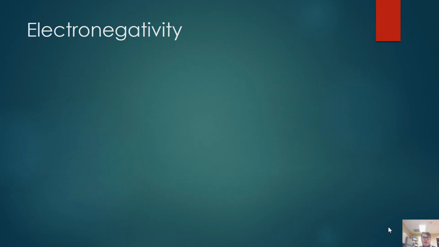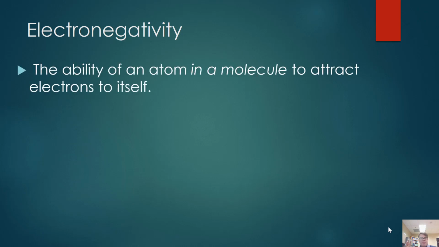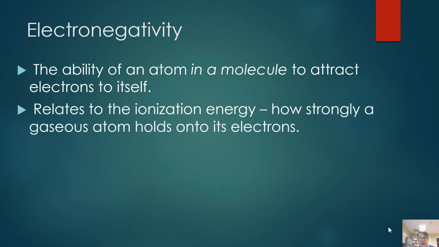Okay, let's talk about electronegativity. We've already talked about electronegativity by this point in any chemistry course, but electronegativity basically is the ability of an atom in a molecule to attract electrons to itself. It has to do with the ability to keep the electrons it has and to attract other electrons that it doesn't have. Electronegativity is the total picture of the ability of an atom in a molecule to attract electrons to itself.